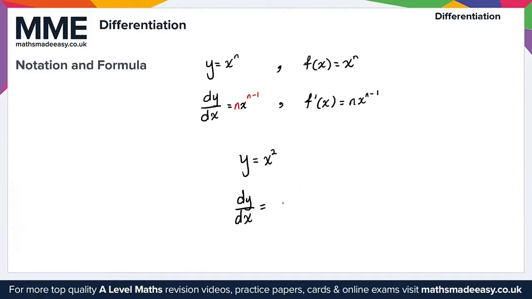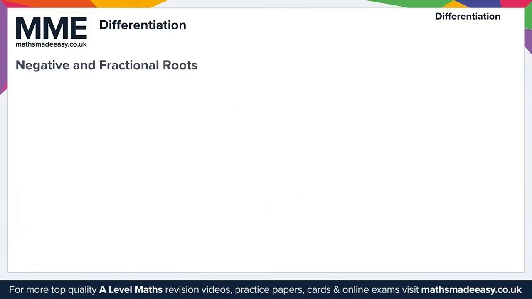So this becomes 2 times x, or 2x, and again we won't write the x in just yet. Let's just think about the power here. Well, the power is reduced by 1, so this becomes 2x to the 2 minus 1. And if we put our x back in here, just so we can see it clearly, it's 2x to the 2 minus 1, and this will just simplify to give us 2x there for dy by dx.